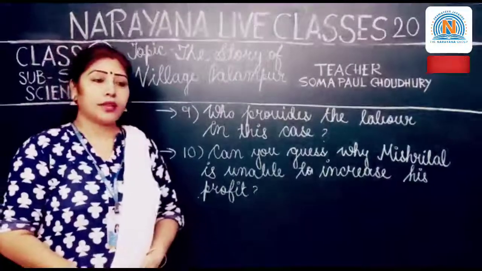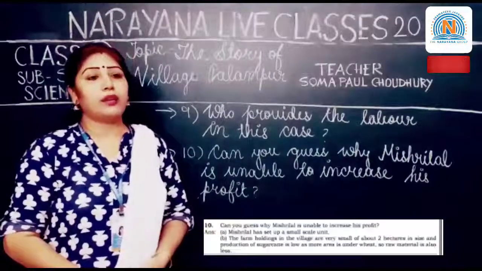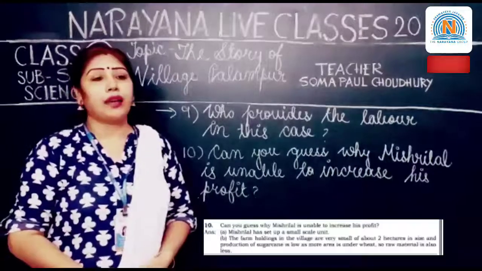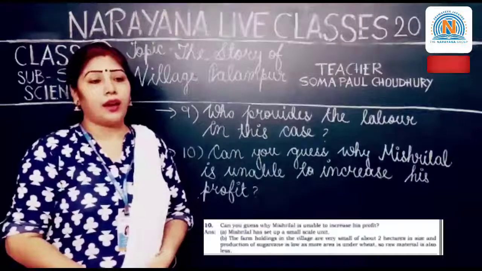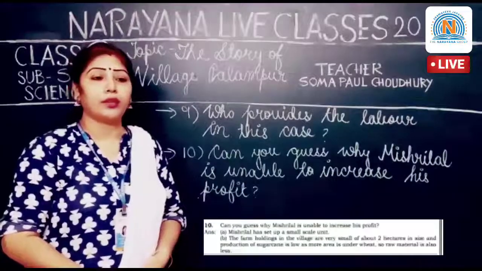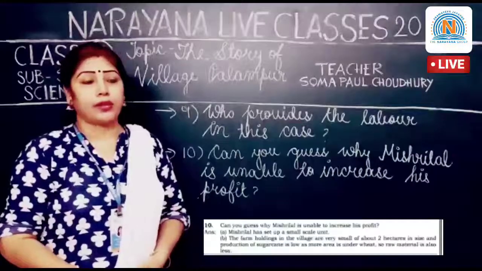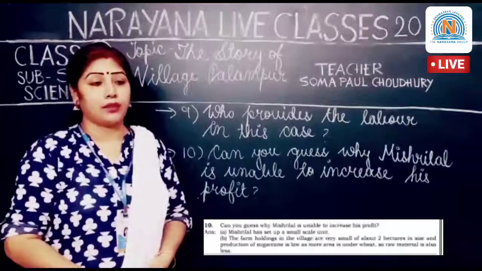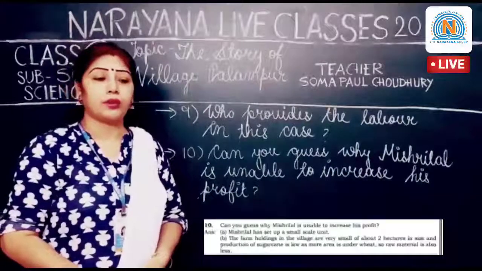Moving on to question number ten. Can you guess why Mishra Lal is unable to increase his profit? So Mishra Lal is unable to increase his profit because, reason number one, Mishra Lal has set up a small scale unit. Secondly, the farm holdings in the village are very small, of about 2 hectares in size, and production of sugarcane is low as more area is under wheat. So raw material is also less. Next, he has to pay for the electricity to run the machine. Since the industry is small scale, production is less, and therefore he is unable to increase his profit.